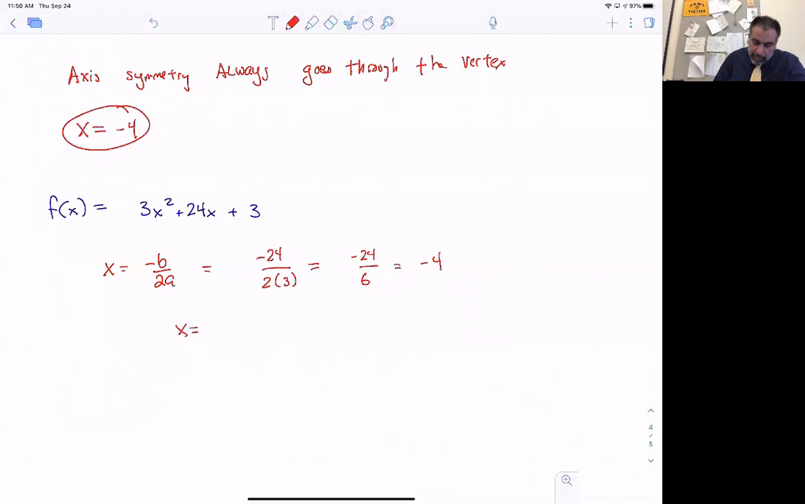You can feel free to use either method, the complete the square method or the negative b over 2a, completely up to you. Next time we get together, we're going to look at how we put all this together to make the graph of the problem.